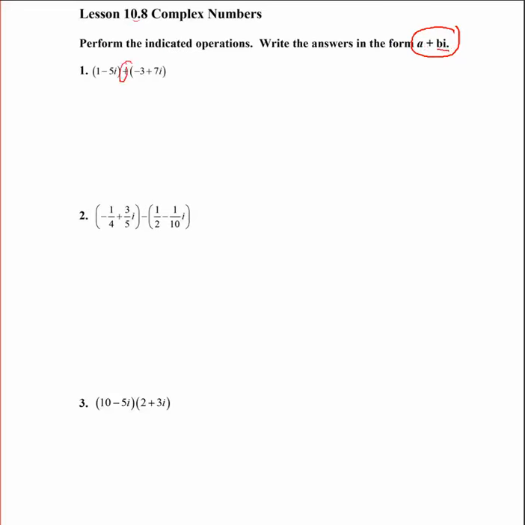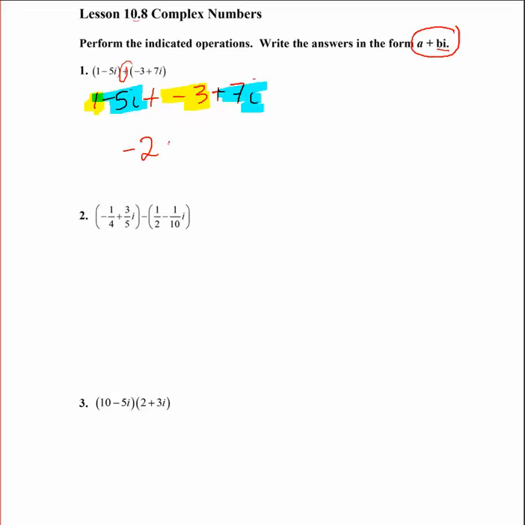Question 1 is adding. Now, we don't have to have the parentheses here. It's 1 minus 5i plus negative 3 plus 7i. And you just treat this like a collecting like terms problem. We're going to collect like terms. So I see 1 plus negative 3 is negative 2. And then I have another pair of like terms, the negative 5i plus 7i. So we're just going to add those coefficients.